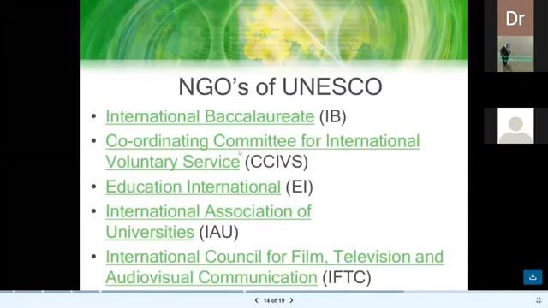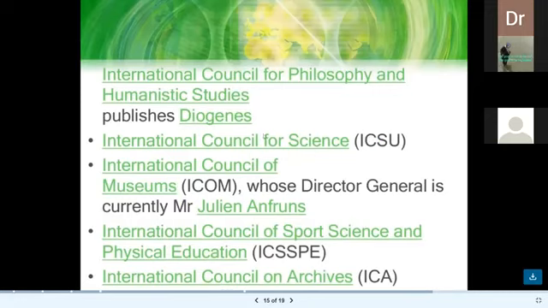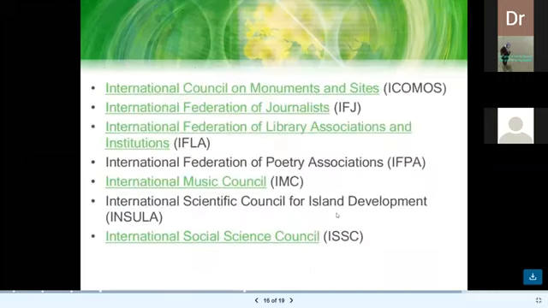So next one is the NGOs of UNESCO, that is the International Baccalaureate, Coordinating Committee for International Voluntary Services, Education International, International Association of Universities, International Council for Film, Television and Audio Visual Communication. These are the NGO activities of UNESCO. And here the International Council for Philosophy and Humanistic Studies. Then the International Council for Science, International Council of Museums, International Council of Sports, Science and Physical Education, International Council on Archives, International Council on Monuments and Sites, International Federation of Journalists, and International Federation of Library Associations and Institutions.